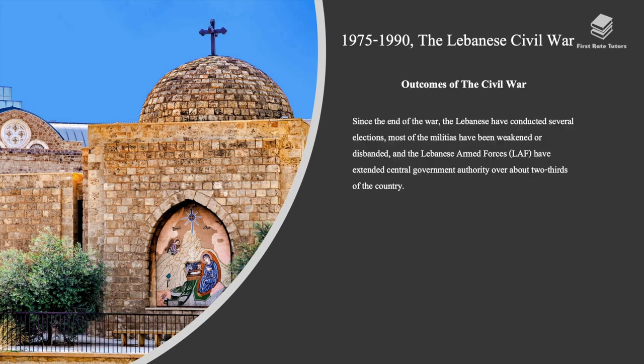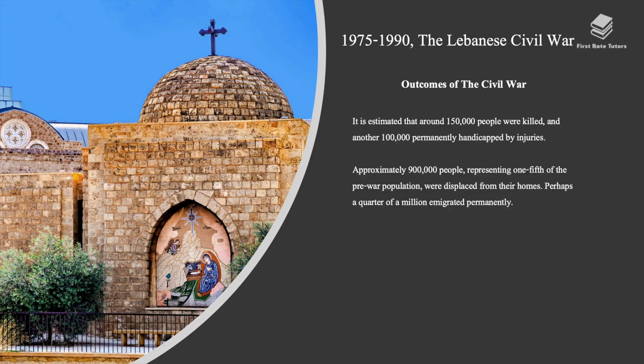Since the end of the war, the Lebanese have conducted several elections. Most of the militias have been weakened or disbanded, and the Lebanese armed forces have extended central government authority over about two-thirds of the country. It is estimated that around 150,000 people were killed and another 100,000 permanently handicapped by injuries. Approximately 900,000 people, representing one-fifth of the pre-war population, were displaced from their homes. Perhaps 250,000 emigrated permanently.